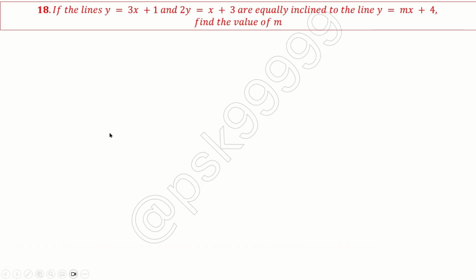If the lines y equal to 3x plus 1 and 2y equal to x plus 3 are equally inclined to the line y equal to mx plus 4, then find the value of m. So what it is trying to tell is the angle with which the line y equal to 3x plus 1 makes with y equal to mx plus 4 is the same as 2y equal to x plus 3 with y equal to mx plus 4. So you have to take the angle between lines equation, use and equate them.